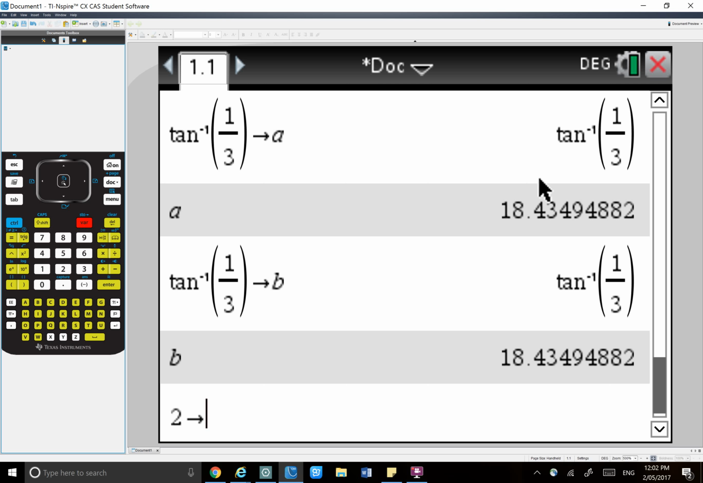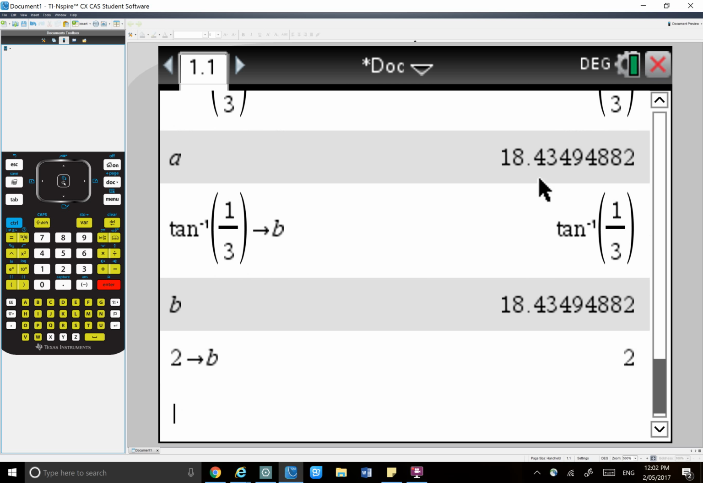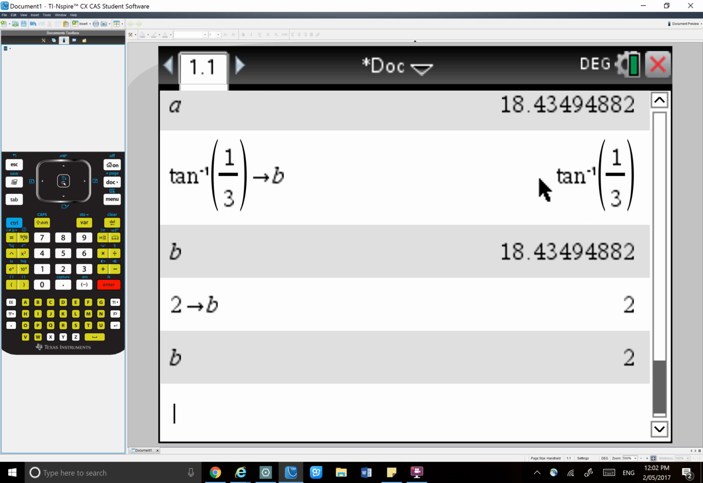So let's say 2. Control VAR. I can overlap it as well. I have stored B as that number, but I press B again. Even though it's in this color, it doesn't matter. I press enter, now B is resaved as 2. So I can overlap it. So B will give me 2 now every time I press B.